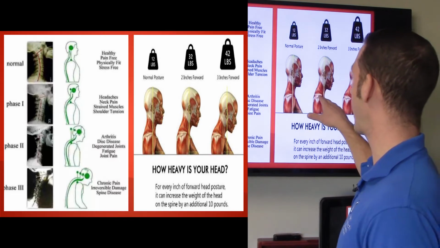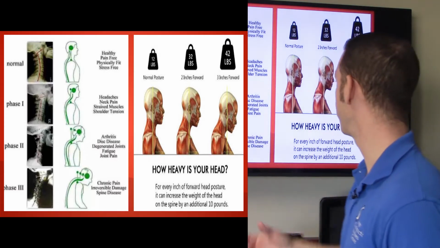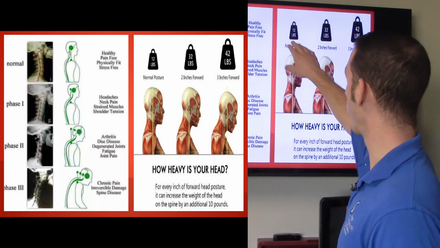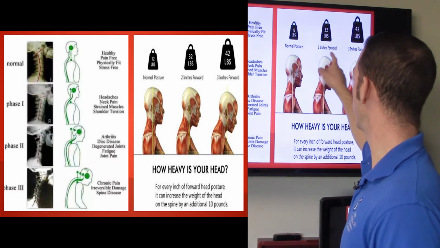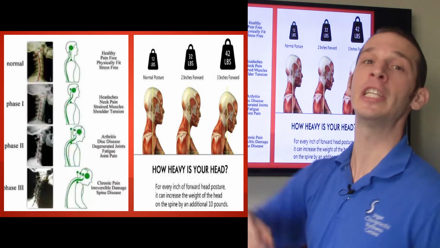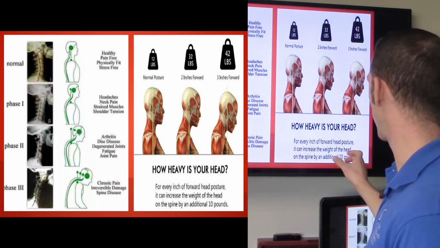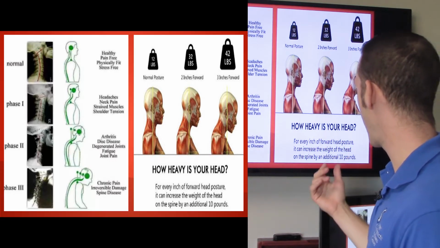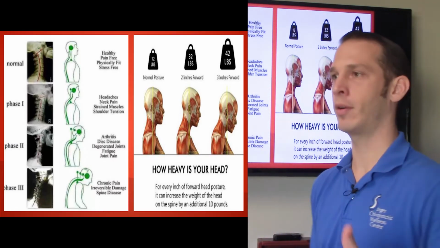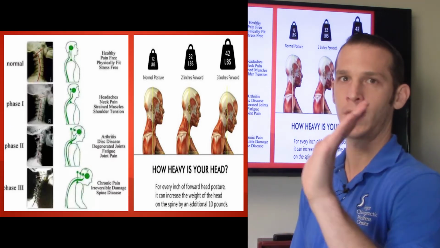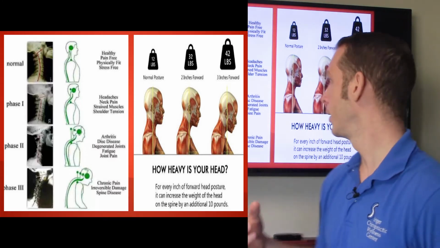Now, if the head is going forward, it's called global subluxation. Normally the head is around 10 to 12 pounds. This is using 12 pounds as an example. 2 inches forward makes the head about 32 pounds, and 3 inches forward makes the head about 42 pounds. For every inch of forward head posture, it can increase the weight of the head on the spine by an additional 10 pounds, which obviously we don't want. So our job is to get your spine into a normal position, wherever it is, to minimize the amount of pressure on the spine.